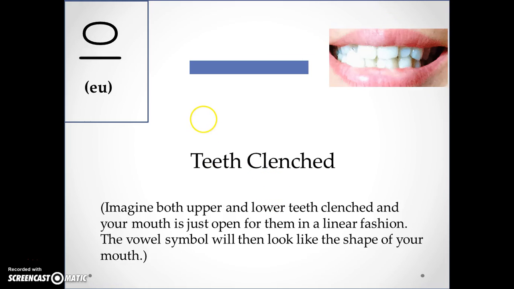It's eu. Okay, this is probably the hardest vowel to pronounce in Korean, and the easiest way you can do it is by having your upper and lower teeth clenched. Keep it clenched and just open your mouth in a linear fashion to make some space for them. So this is the shape of the mouth you should have when you're making the eu sound. The shape of the mouth and teeth exactly follow the shape of the vowel that's been represented here. Okay, again, that's eu.